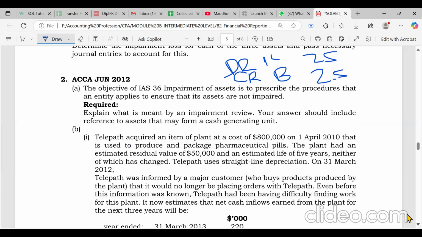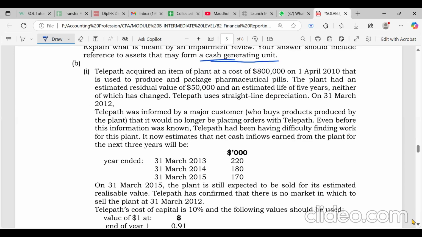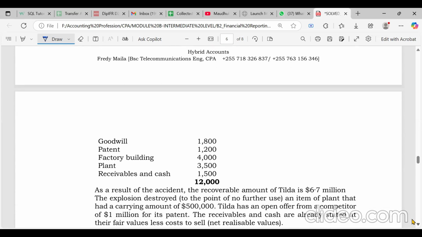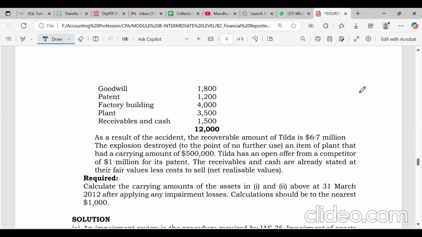Now let's look at another question, ICAG June 2012. The objective of a standard is to do that and that. Required: explain what is meant by impairment review. Your answer should include reference to assets that may form a cash generating unit. Wait, leave this alone. You are yet to start cash generating units, so let that pass first. Let's go to part B. Part B has included two different questions.